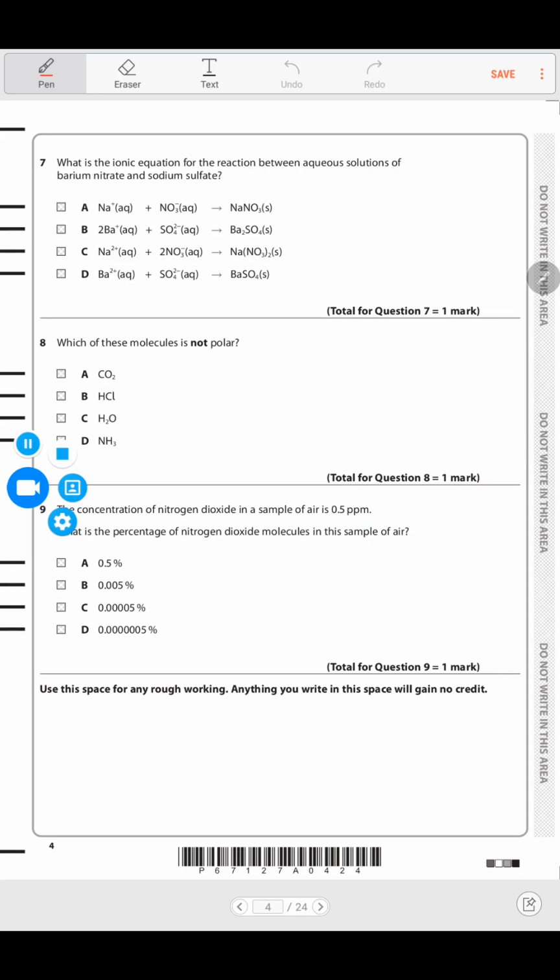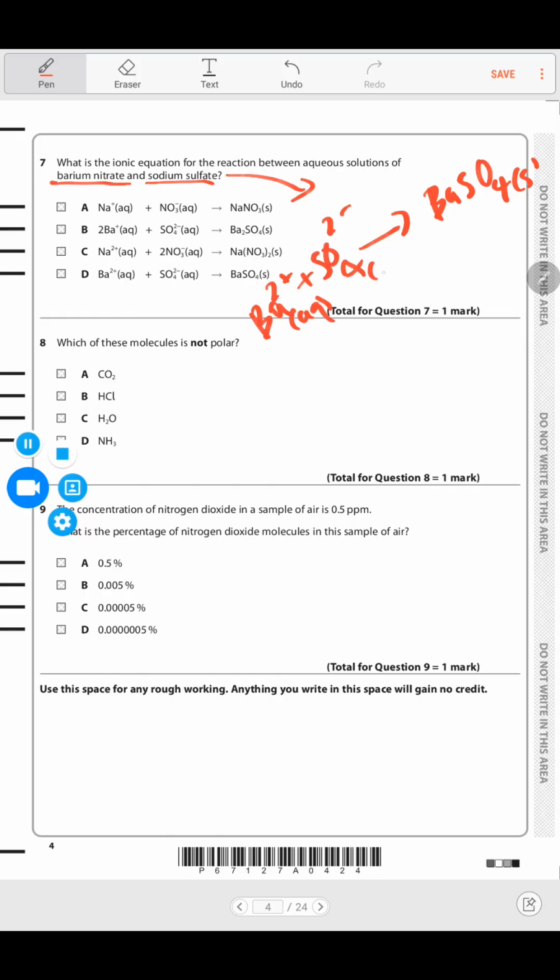Question number 7: what is the ionic equation for the reaction between aqueous solutions of barium nitrate and sodium sulfate? Guys, when you mix barium nitrate and sodium sulfate, you get barium sulfate precipitate. So it's a precipitation reaction. When you get a precipitate, don't waste your time writing the full ionic equation. Just write the product and write the ions in aqueous state that you need for the precipitate. So this will be the ionic equation. So simply you can pick the answer D.